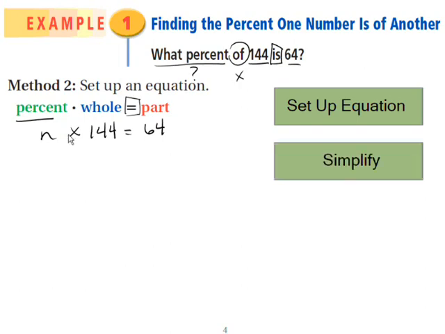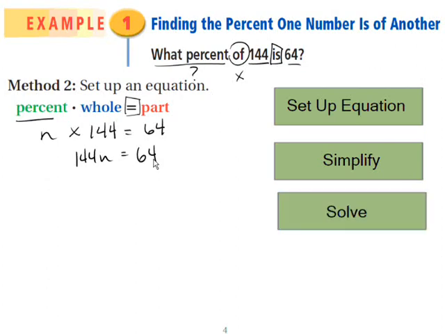The next step is to simplify any part of the equation that needs to be. In this case, we need to multiply 144 times n, or just rewrite it as 144n, equals 64. Next, solve your equation to find the value of n. Divide both sides by 144. And there's a little bit of long division involved here. I'll show you what it should look like so you can identify any mistakes you might make.